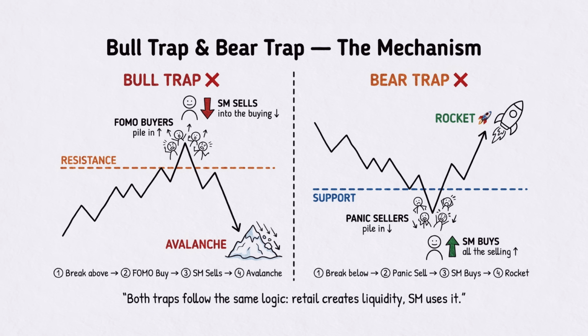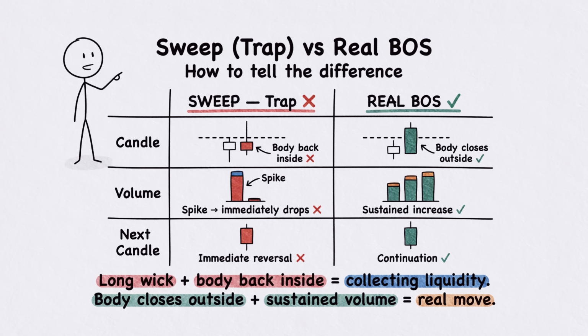A bear trap at support. Price breaks below support. Panic selling kicks in, shorts pile on. Smart money buys from all of that selling, absorbing every sell order at discount prices. Then price reverses hard. Short squeeze. Rocket. So how do you protect yourself?